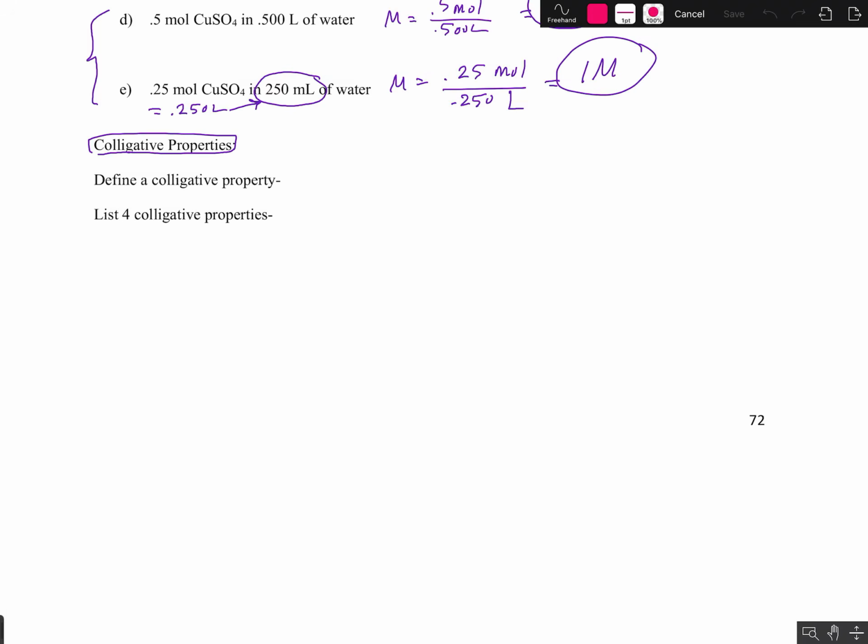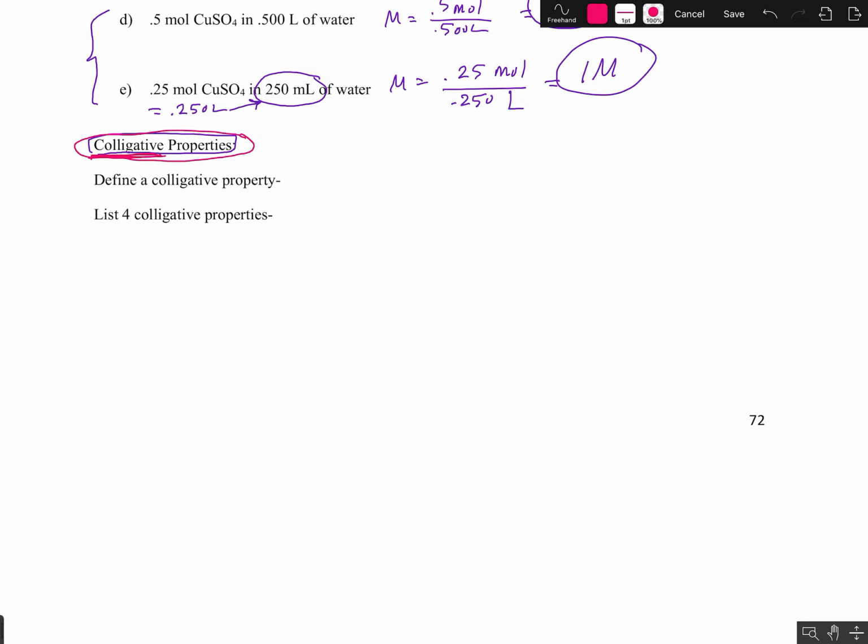Today we're going to talk about something called colligative properties. Now we've been talking about solution chemistry for the past several videos, and today I want to address a property of solutions, and that's called a colligative property. You've never heard of that before, probably. You've heard of physical properties, you've heard of chemical properties, but certainly never colligative properties.